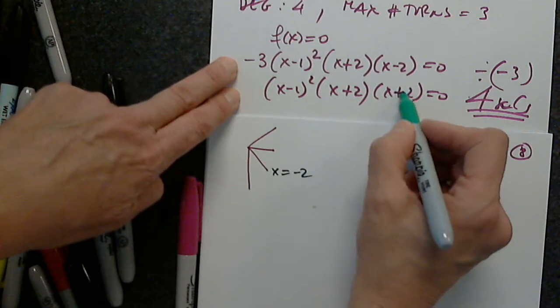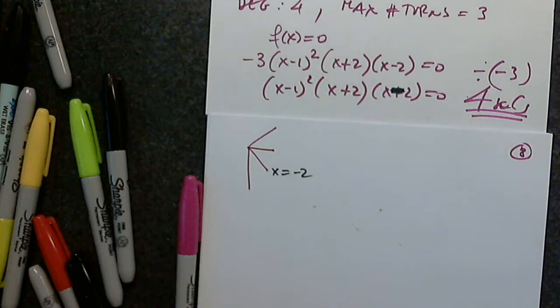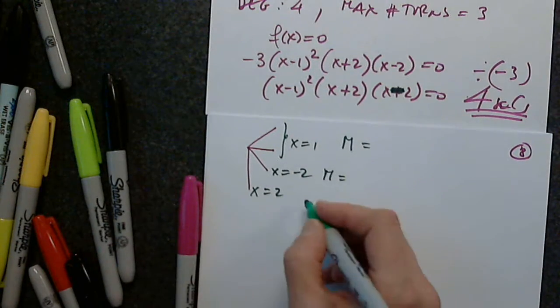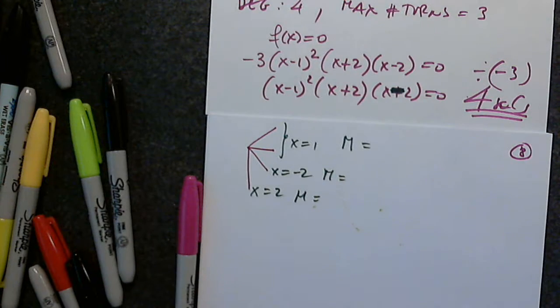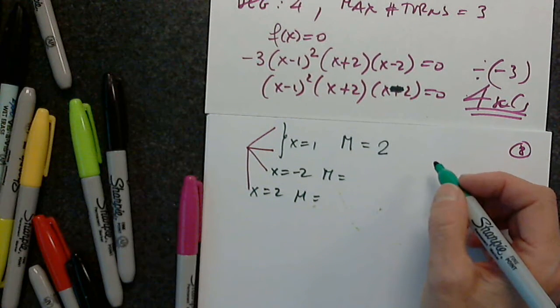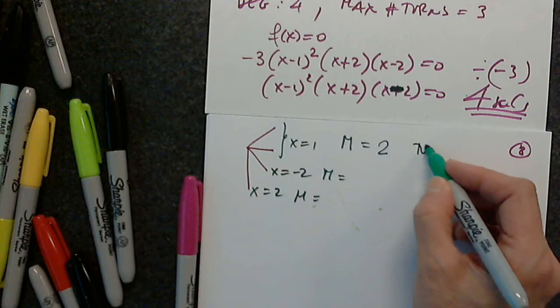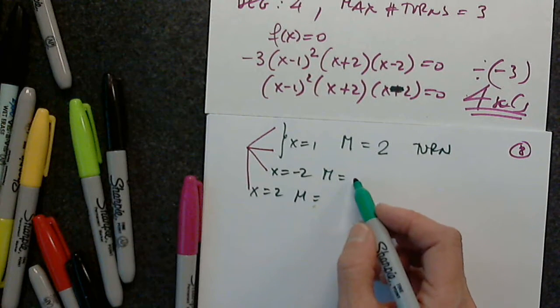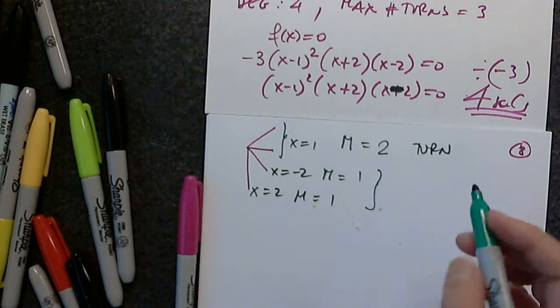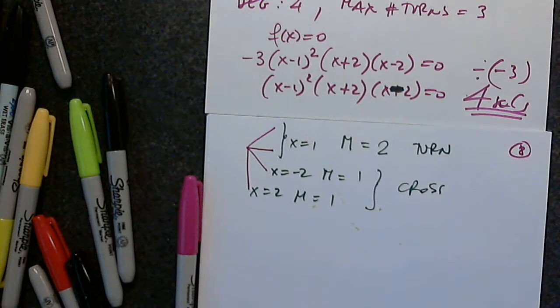Oh, I'm sorry. Forgive me. My mistake. I copied it. Very good. Multiplicity 2 for 1, multiplicity 1 for negative 2, and multiplicity 1 for 2. The sum of the multiplicities must be the number of solutions. So for the first one, 2. What does that mean? What will the function do there for sure? Multiplicity 1 for negative 2. What will the function do when the multiplicity is 1? Cross. Very good. That's it.